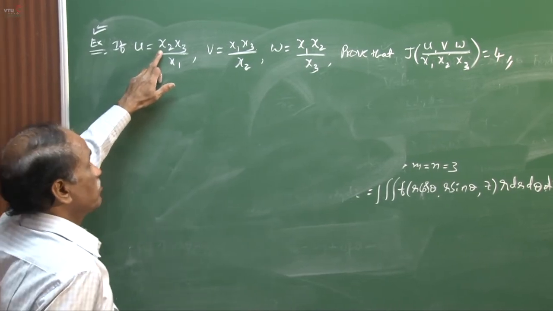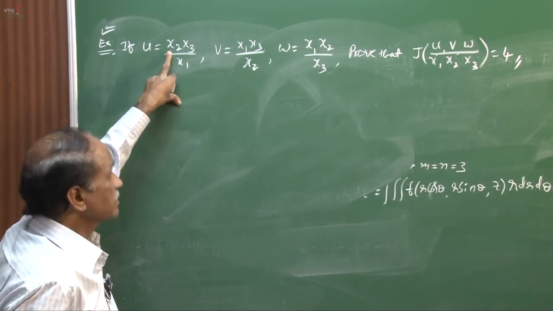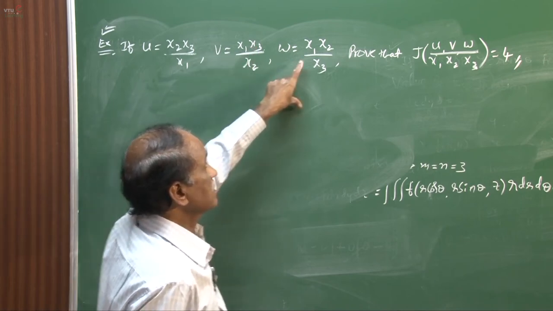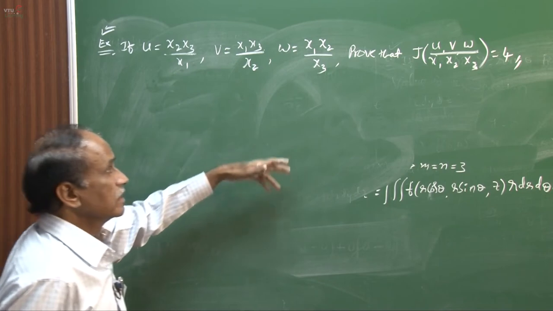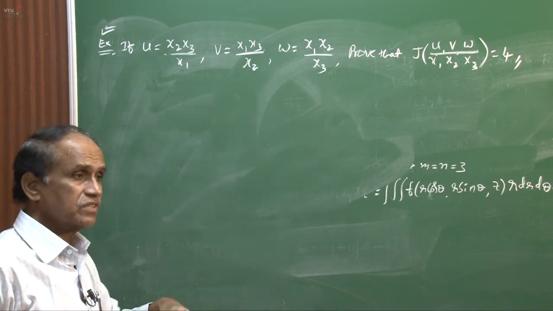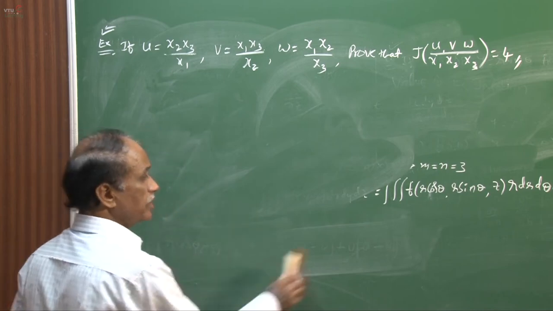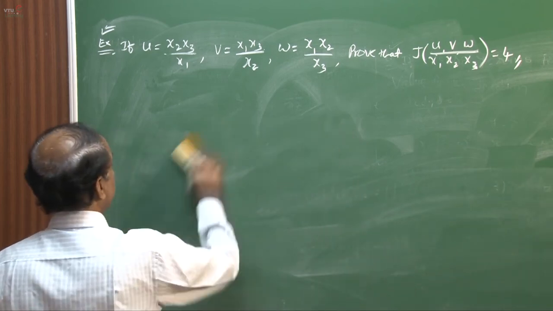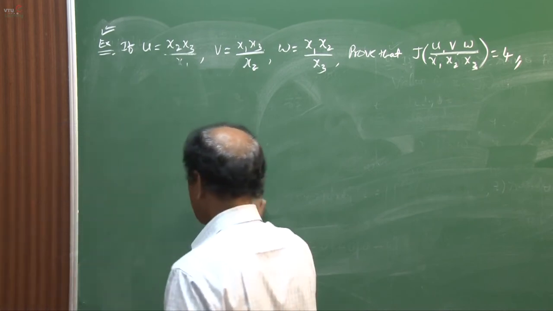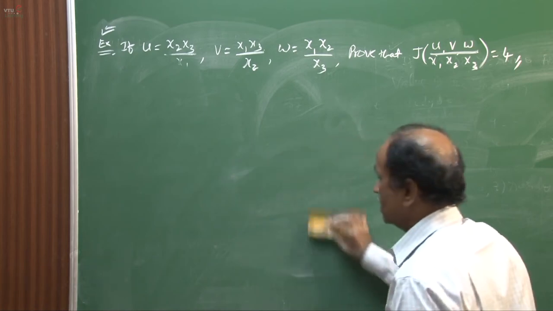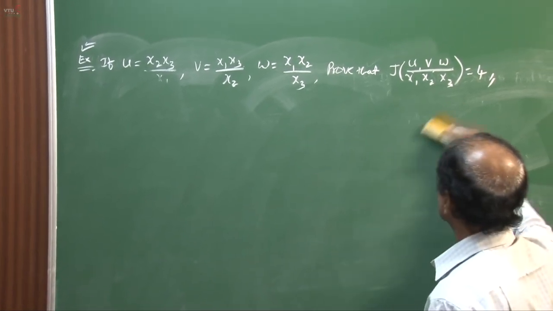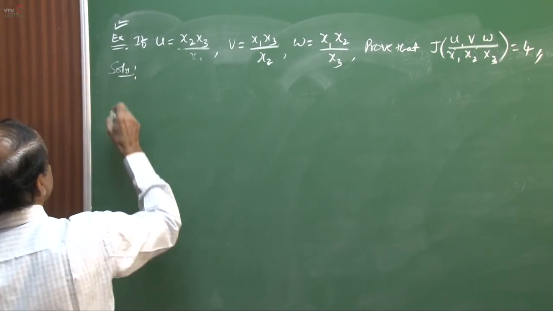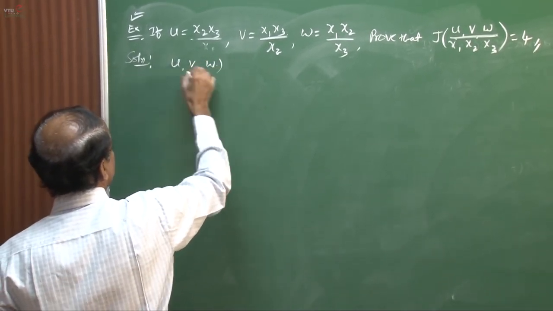Sometimes they will give the problem, you will notice in question papers or in different references, this must be y into z divided by x, this must be x into z divided by y, this must be x into y divided by z. But in some references you will find these notations, both are the same, that is between x, y, z and u, v, w. Okay, how can this value be obtained with the help of the Jacobian determinant? This is the case of three variables, and the answer is also given, that is you have to prove the Jacobian value is equal to 4.